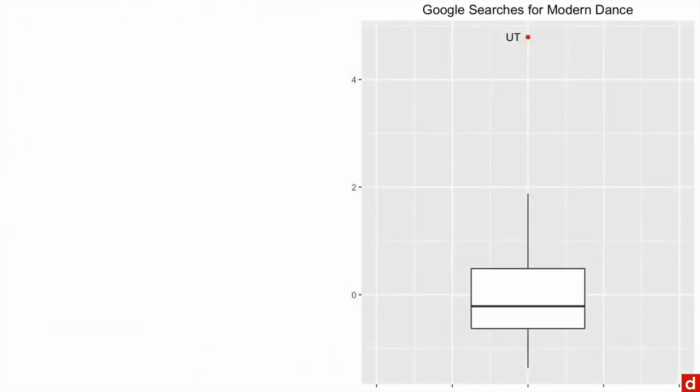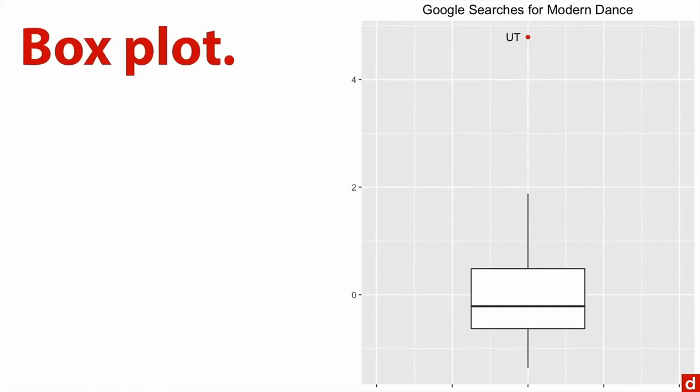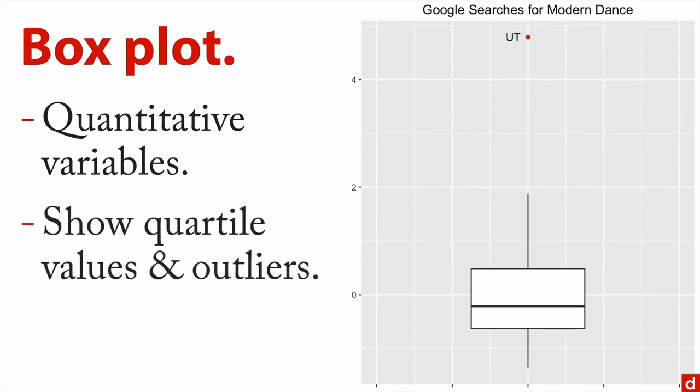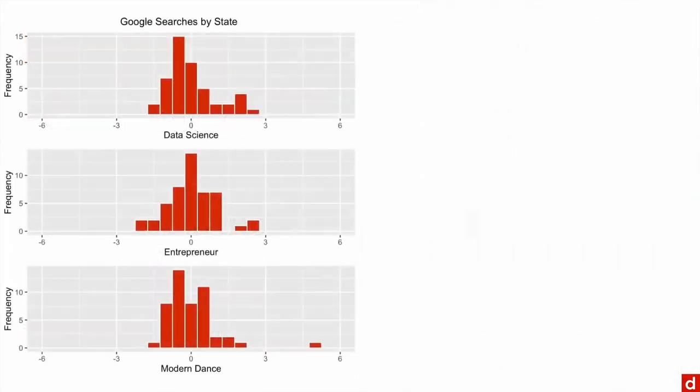Next, you can do a box plot, sometimes called a box and whiskers plot. This is when you have a quantitative variable, something that's measured, and you can say how far apart scores are. A box plot shows quartile values. It also shows outliers. So for instance, this is Google searches for modern dance, and that's Utah at 5 standard deviations above the national average. That's where I'm from, and I'm glad to see that there. Also, it's a nice way to show many variables side by side if they're on approximately similar scales.